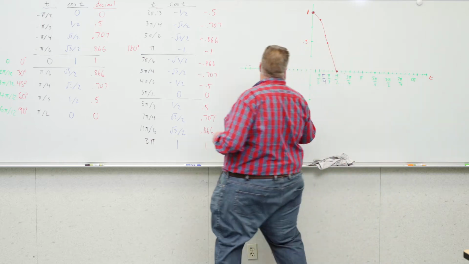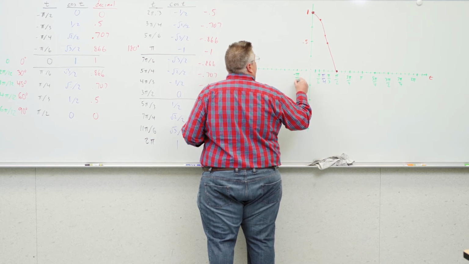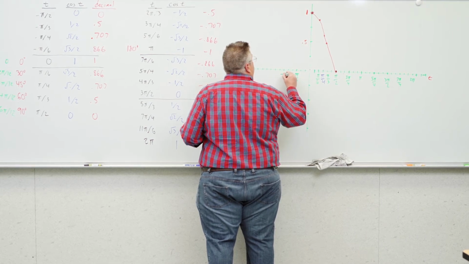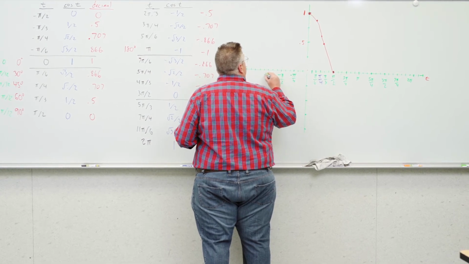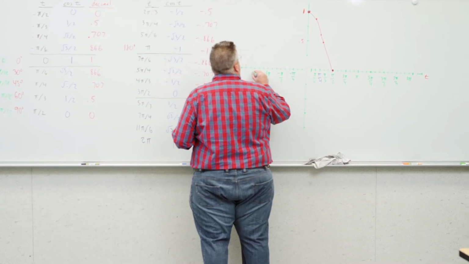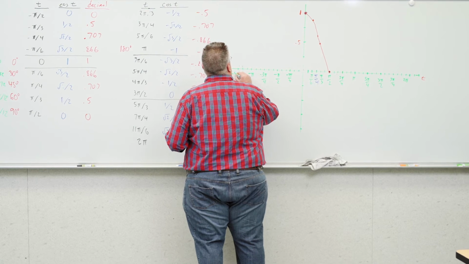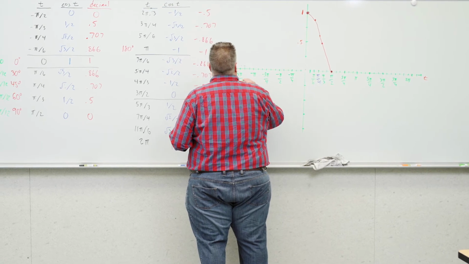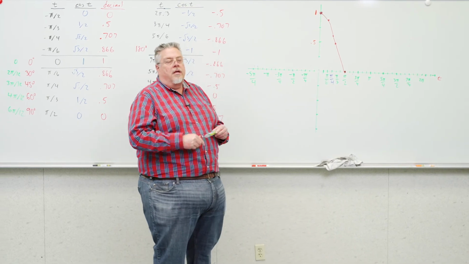I'm going to go backwards a little bit and call this negative pi over 4, negative pi over 2, negative 3 pi over 4, and negative pi. I guess since I wrote it out this far, I'll put negative 5 pi over 4 on there, even though I didn't graph that far. Okay.